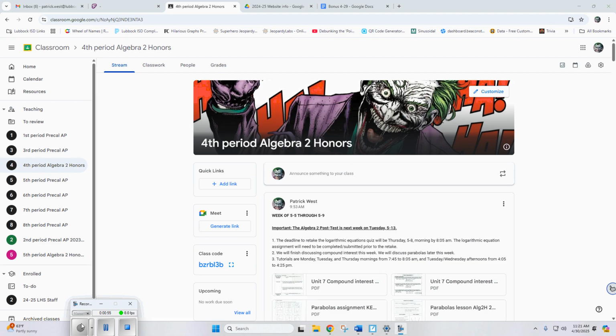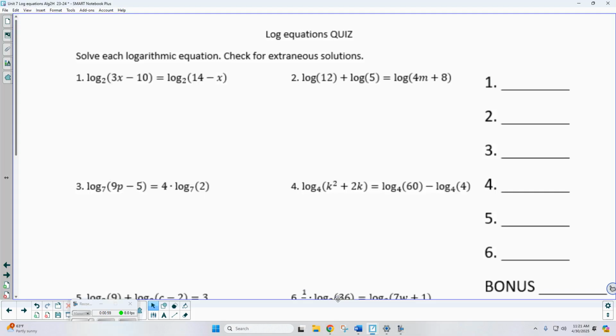Post-test, yes, got the post-test. After the post-test we have one more lesson, but that's super cool. Something to send you off into your summer with more mathematical knowledge.